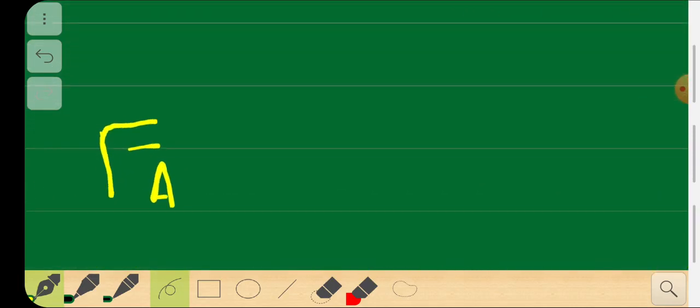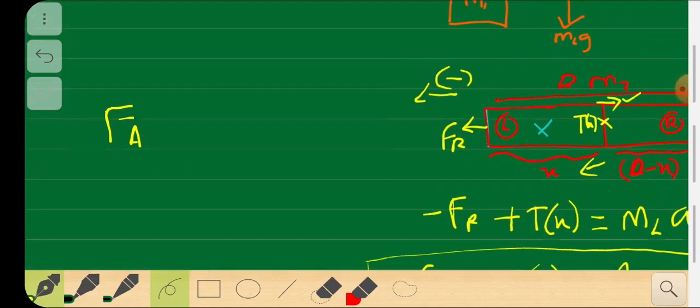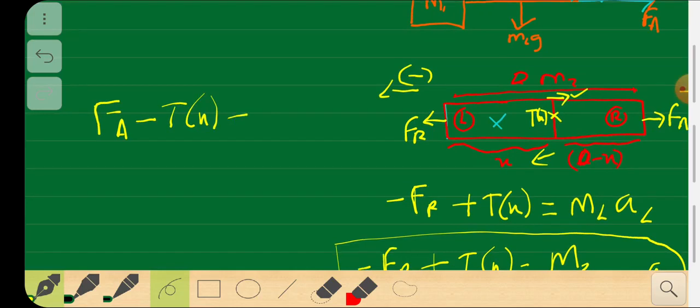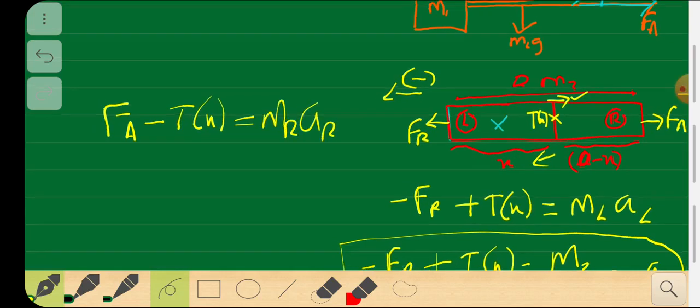So now you can write down, for the right part, you can see that Fa, which is the action to the right, minus the tension to the left, T of x, must be equal to mr ar, right? So you can write it down like that.